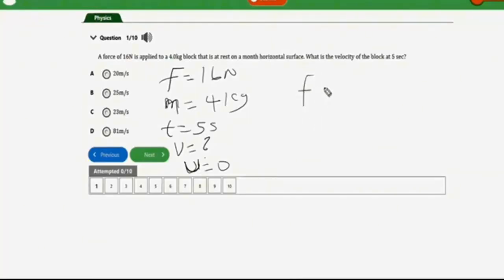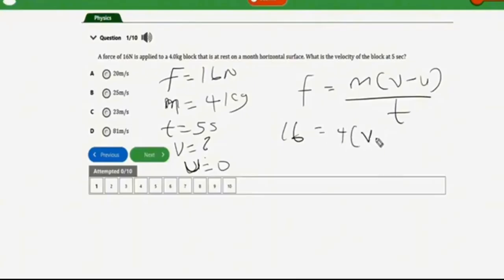For this case we are going to apply the formula for Newton's second law of motion, which is F equals change in momentum, mass times (v minus u) over t. When you plug in the values, we have 16 equals 4 in brackets, final velocity minus initial velocity, over 5. When you cross multiply, 16 times 5 will give you 80. So we have 80 equals 4v minus 0. 4 times 0 is 0.